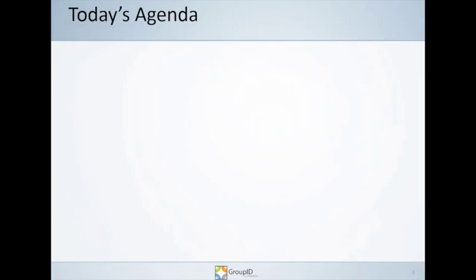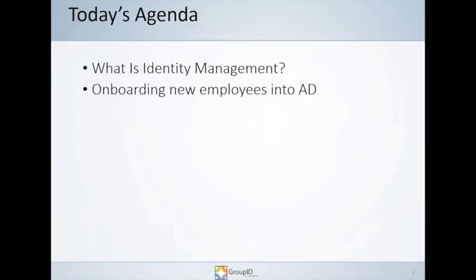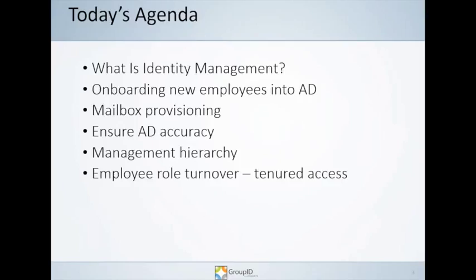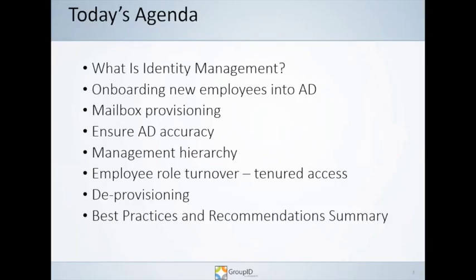Real quickly, let's go over today's agenda. We'll talk quickly about what is identity management, specifically when it comes to provisioning. We'll talk about onboarding new employees into Active Directory, mailbox provisioning, ensuring Active Directory accuracy moving forward. We'll talk about how management hierarchy can play a role in good best practices when it comes to provisioning. And then we'll talk about the effects of employee role turnover, basically what becomes tenured access. And then as an employee leaves your organization, we'll talk about the deprovisioning process, and we'll summarize with some best practices and recommendations. And anybody who wants to stay online is welcome to do so and ask questions. We'll do our best to answer those questions that you would have.